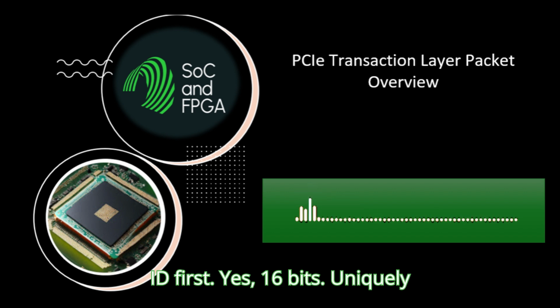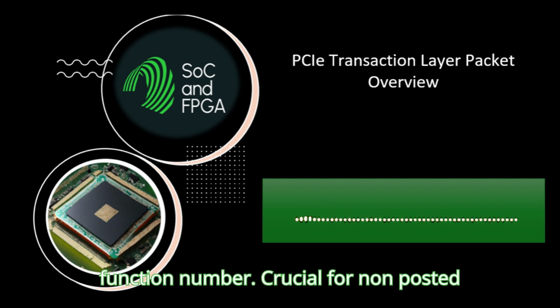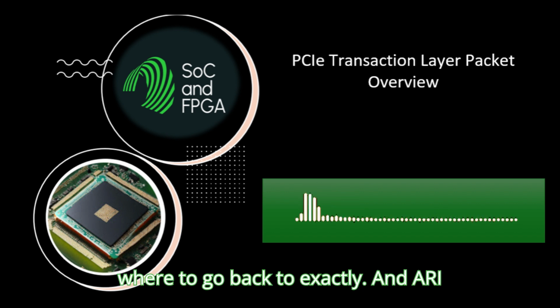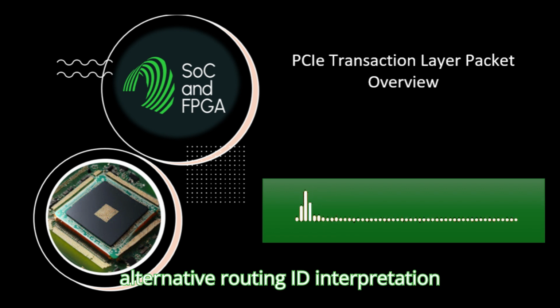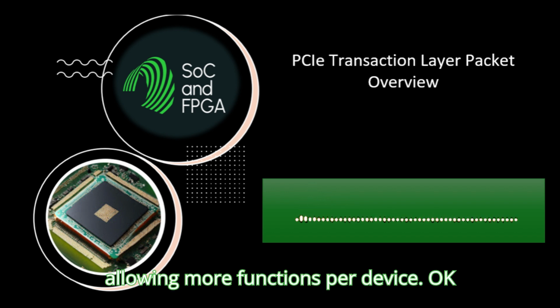Requester ID first. Yes, 16 bits. It uniquely identifies who sent the TLP: bus, device, function number, crucial for non-posted requests like reads. So the completion knows where to go back to. Exactly. And ARI, alternate routing ID interpretation, might change how this is read slightly, allowing more functions per device.